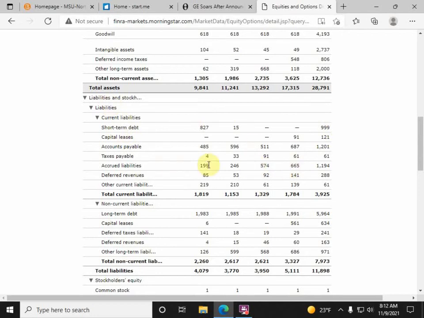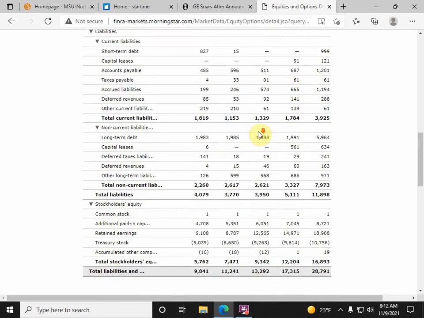Look at your liabilities too, current liabilities, some ups and downs. Again, relative to the size of the company, there's nothing in here that really jumps out at me, but you guys may have an exception.